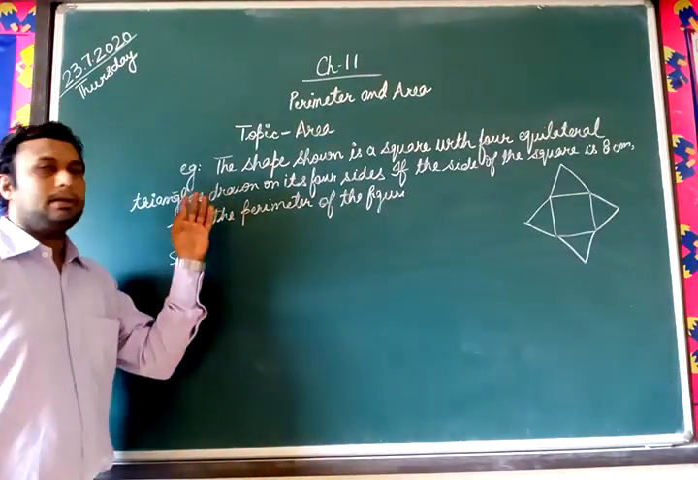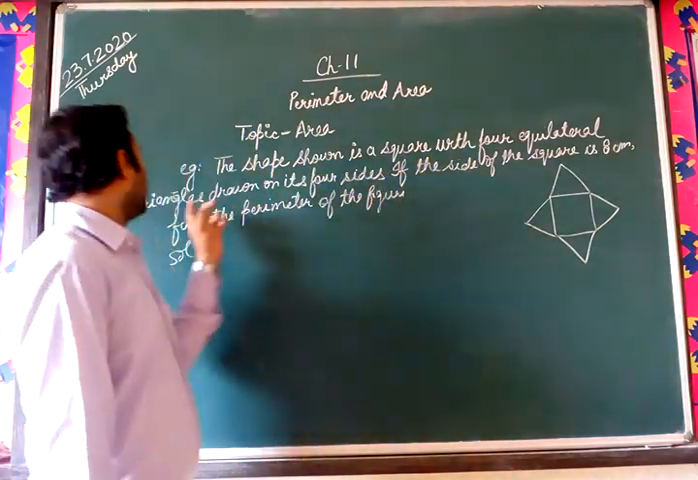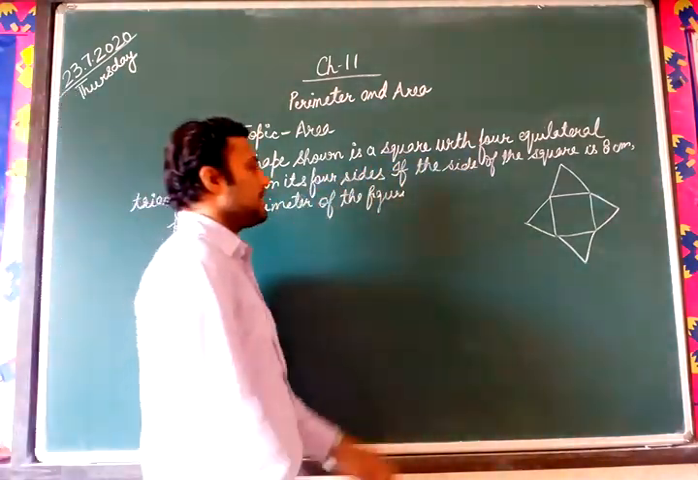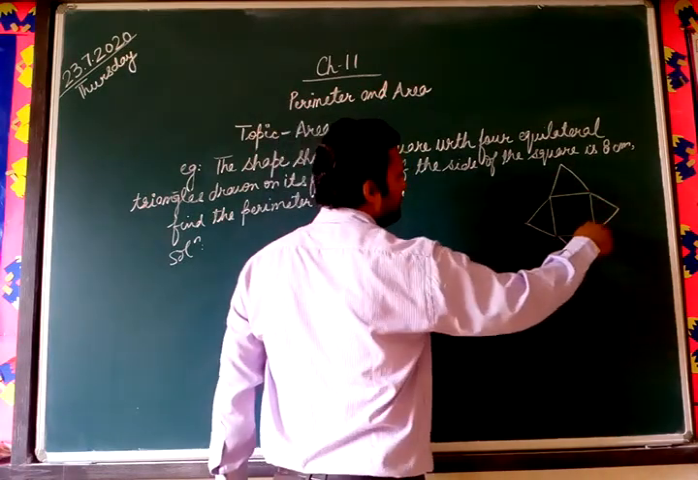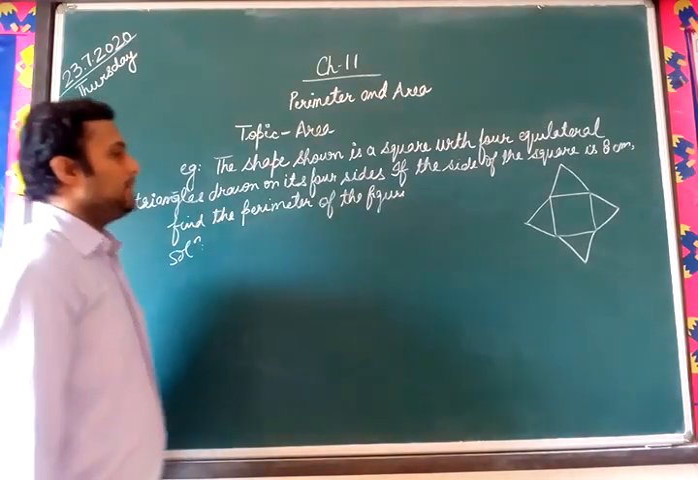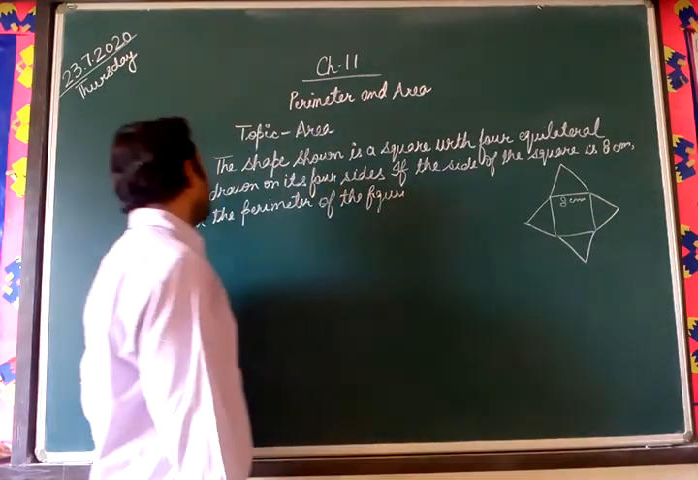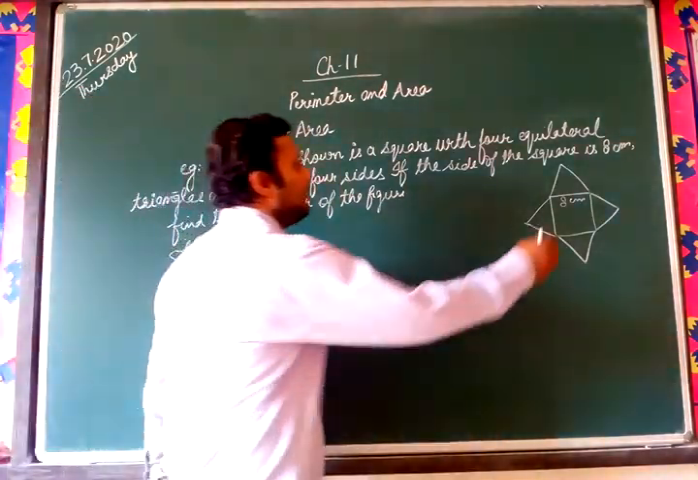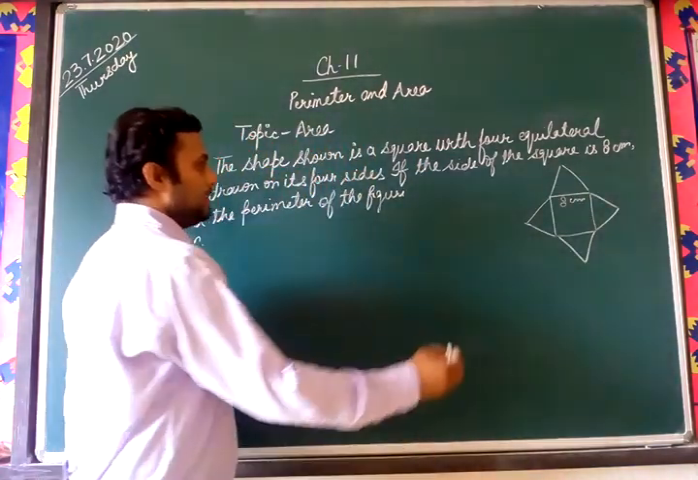Next example is in front of us. The shape shown is a square with 4 equilateral triangles drawn on its 4 sides. A square is there, and on this square, 4 equilateral triangles are drawn. If the side of the square is 8 cm, the side is given, we have to find out the complete perimeter of this figure.